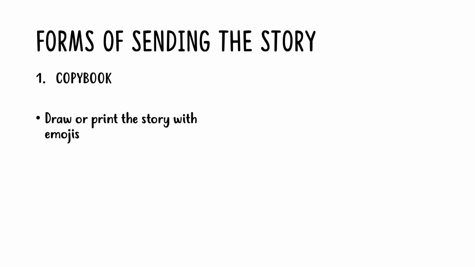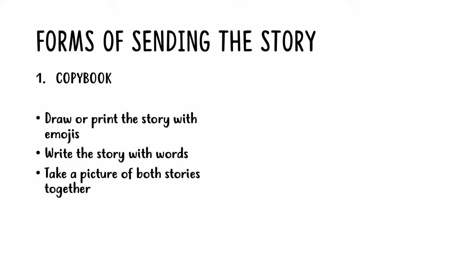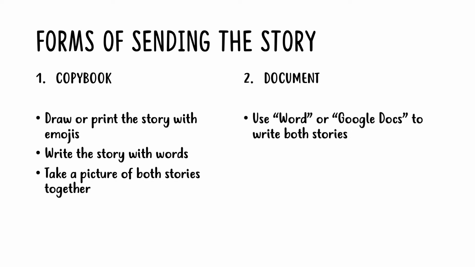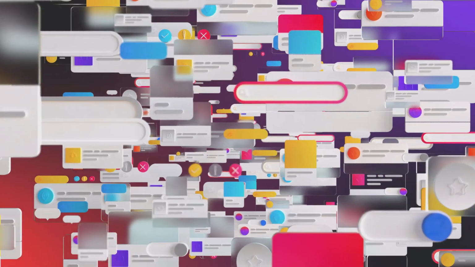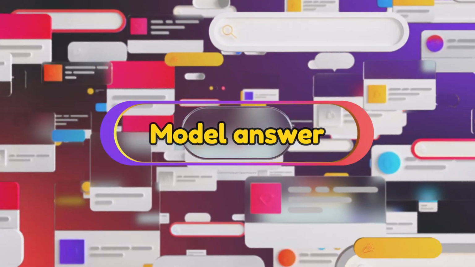Forms of sending the story. Number 1. With your copybook. You are going to draw or print the story with emojis, write the story with words, and you're going to take a picture of both the stories together. Number 2. Through a document. You can use Word or Google Docs to write both stories, and you have to send a copy of the document. It's time to see a model answer for this challenge.